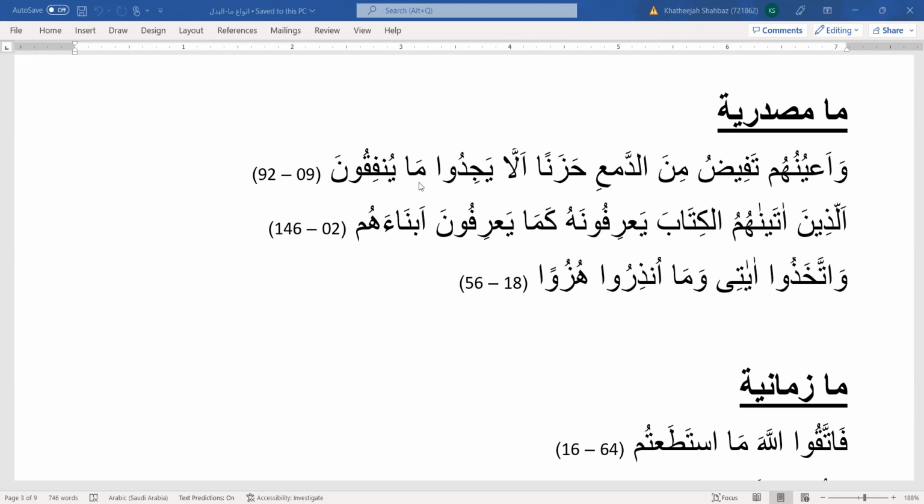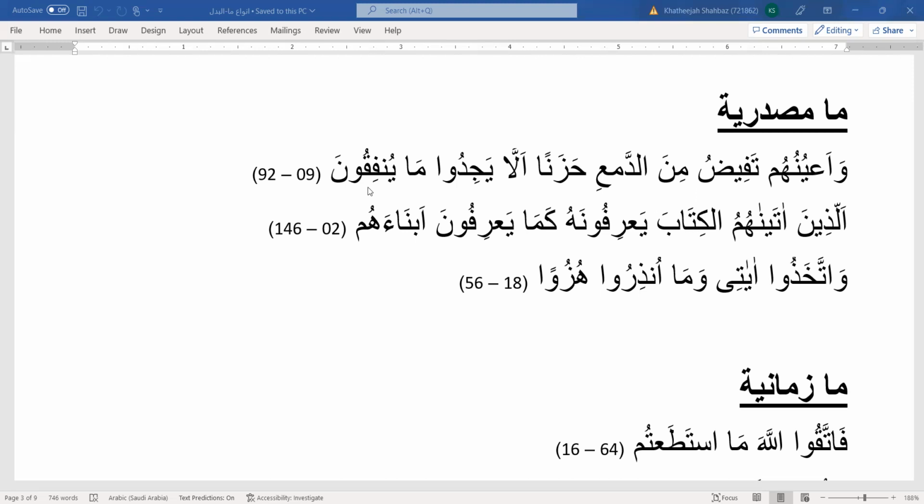That not they find what they spend. I'm translating it more like a ma mausula. But actually, if you translate it as not they find their expenses, their expenditure, their money, that will make more sense. So yunfikuna will be changed into a masdar. It's like infaqahum, because anfaqa yunfiku, infaq, that's the masdar for yunfikuna.